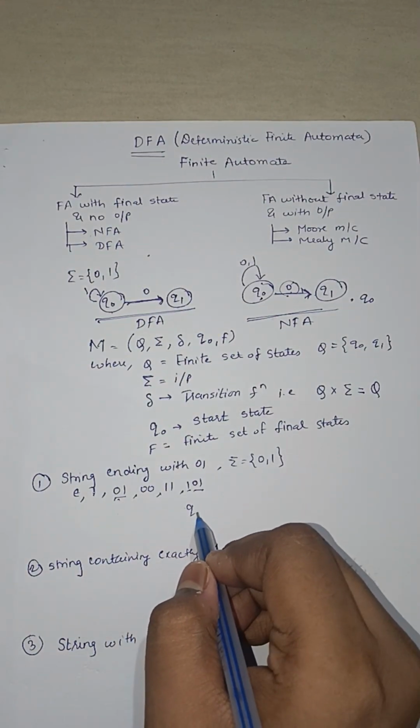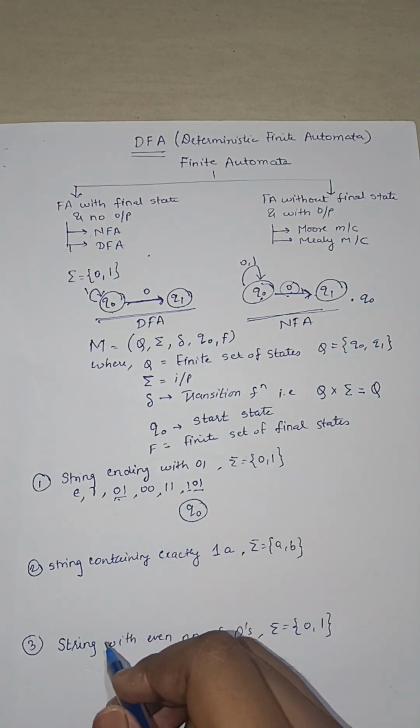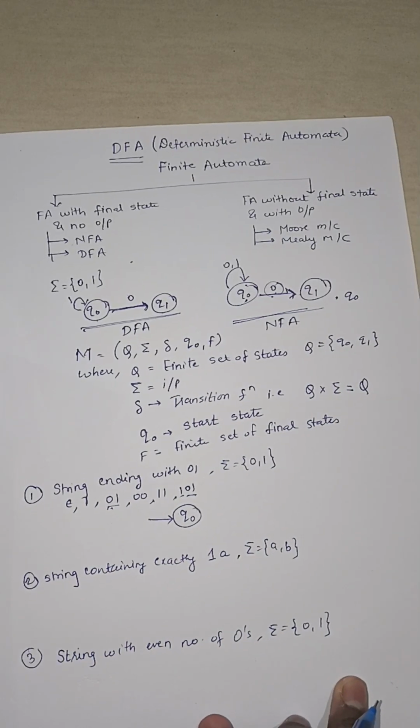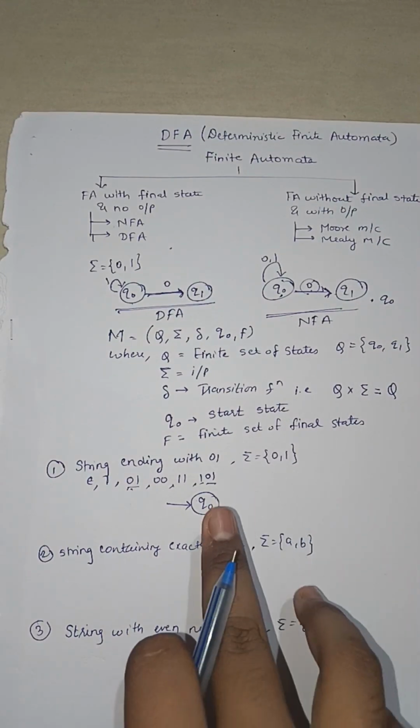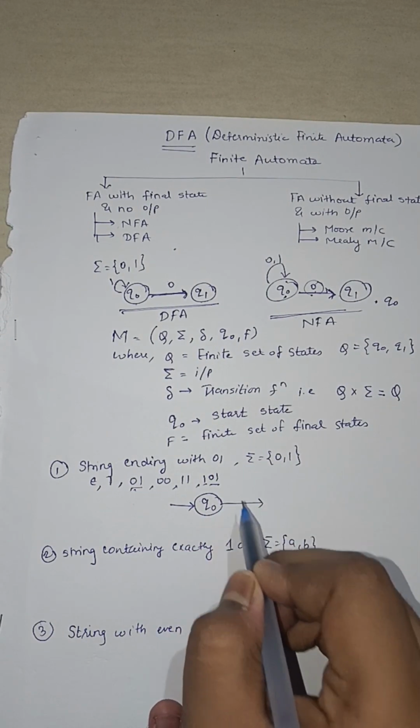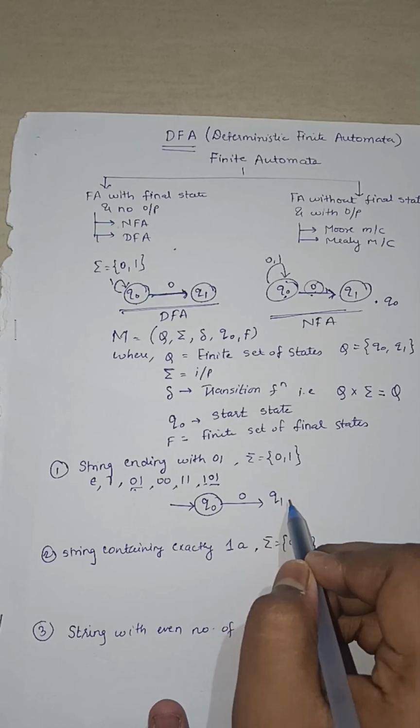So let's try to draw the transition diagram. I am taking a starting state q0. It is a starting state. I will check if it is ending with 0 or 1. Means if it is ending with 0, I am making a transition to a new state q1.